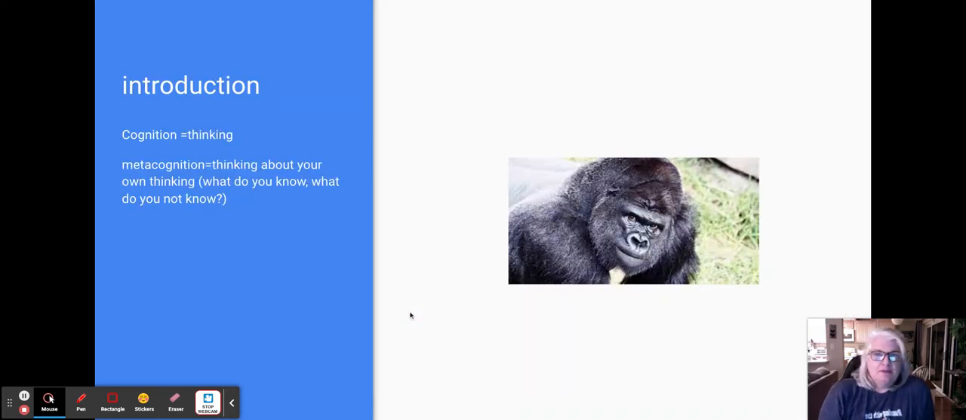So metacognition is a very important term, and I want to make sure that we all understand the same idea about metacognition. So cognition is just the idea of thinking. If I say I study cognition, that means I study how humans think. Metacognition, on the other hand, is thinking about your own thinking, right? So what do I know? What do I not know? How am I going to get the knowledge?